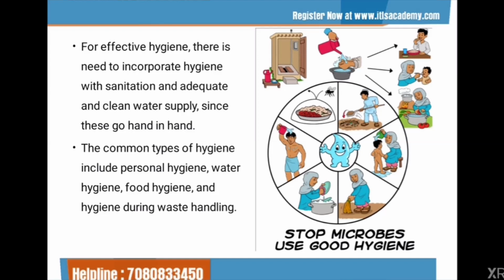Water hygiene involves the collection, transportation, storage, and use of water without contaminating it. The next is food hygiene. Food hygiene is the practical process of ensuring that food is fit to eat. It is what the food handlers do to prevent contamination. Waste handling hygiene is related to how solid, liquid, and gas waste are handled from generation and collection, storage, transportation, and disposal to prevent contamination of the environment.